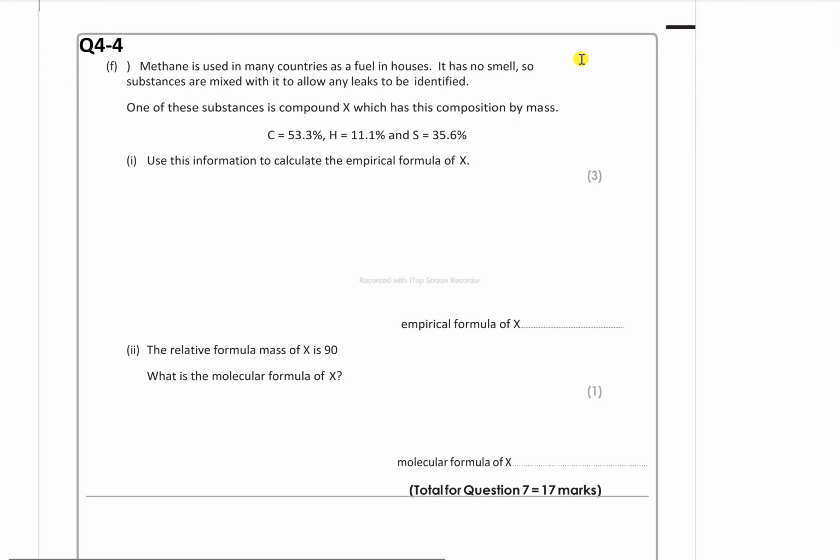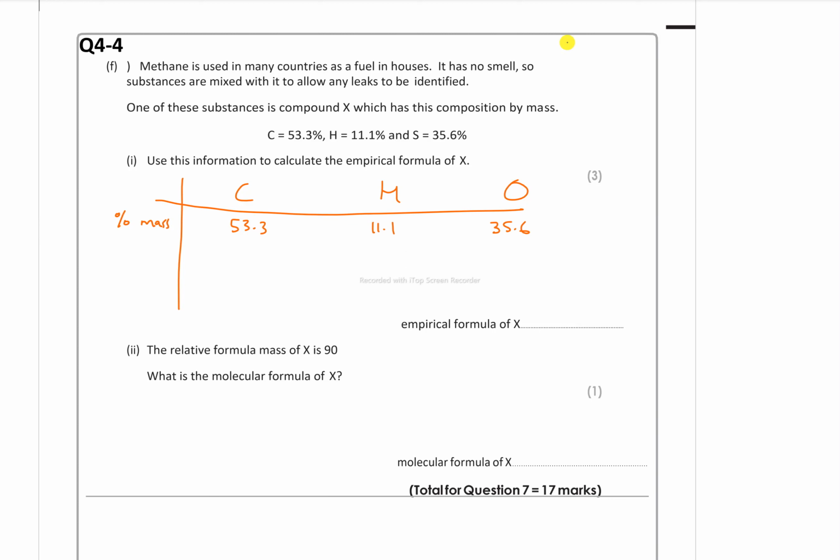Yep, let's run with that. Right, remember what we said about this structure. What you do is you put carbon, hydrogen, oxygen. You put the percentage or the mass here on the first line. So in this case, you've got 53.3, 11.1, and 35.6. So look, I've simply picked them up.